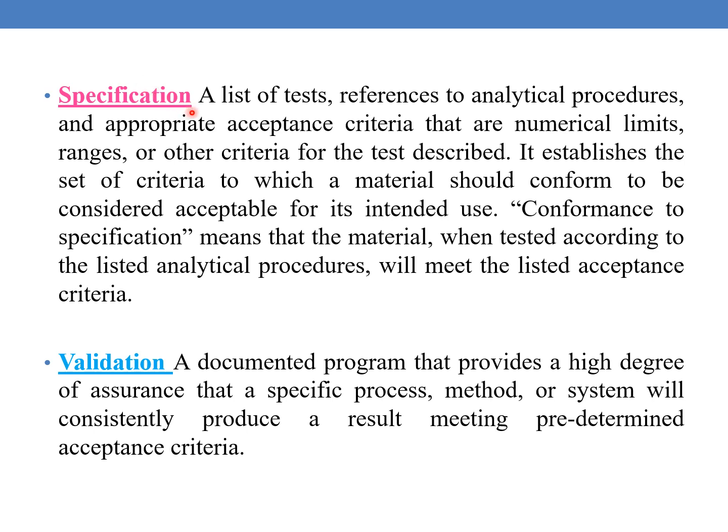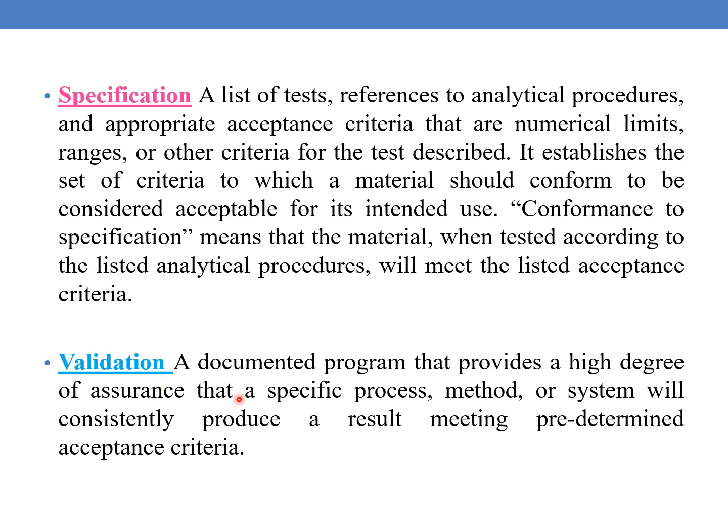Coming to specification, a list of tests, references to analytical procedures and appropriate acceptance criteria that are numerical limits, ranges or other criteria for the test described. It establishes the set of criteria. Specification establishes the set of criteria to which a material should conform to be considered acceptable for its intended use. Conformance to specification means that the material, when tested according to the listed analytical procedure, will meet the listed acceptance criteria. That is conformance to specification.